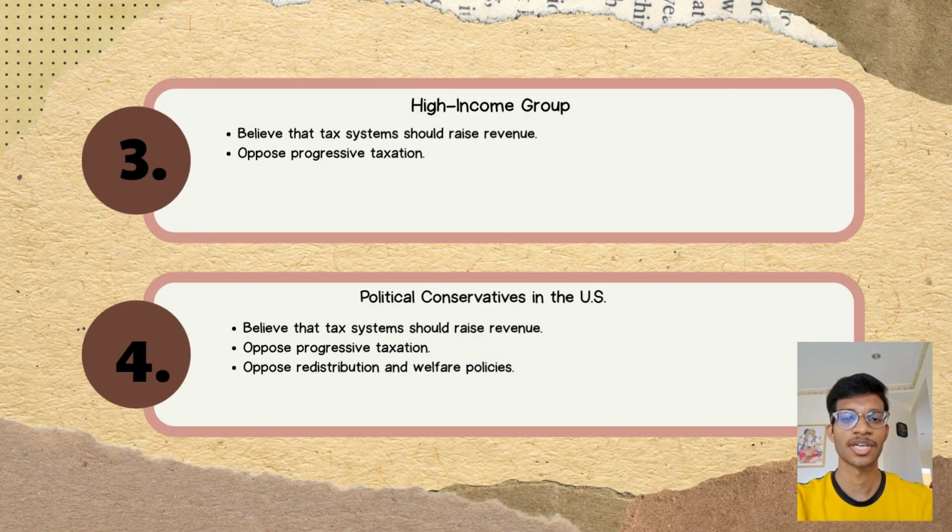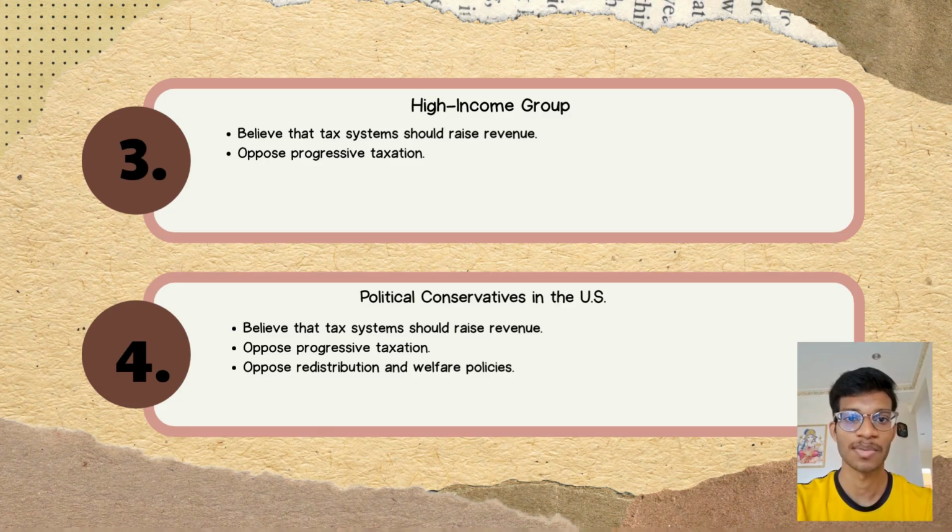This economic philosophy strongly resonated with high-income groups and political conservatives in the United States. The school's opposition to progressive taxation and income redistribution aligned perfectly with their interests, as it advocated a tax system to raise revenue and not to equalize income. This protected wealth accumulation and minimized government interference. Its emphasis on free markets, limited government, and individual responsibility directly challenged the Keynesian policies of state intervention and welfare spending.